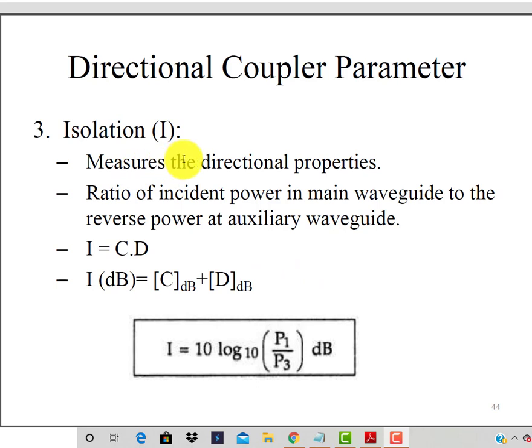Coming to the third parameter, isolation. Isolation is the parameter which measures the directional properties. Here the isolation or the separation is provided in between port 1 and 3. It is defined as the ratio of P1 by P3. There is a relation in between these three parameters: isolation, coupling factor and directivity. Here I equals C plus D, which are measured in decibels. Otherwise I equals C into D, coupling factor into directivity.